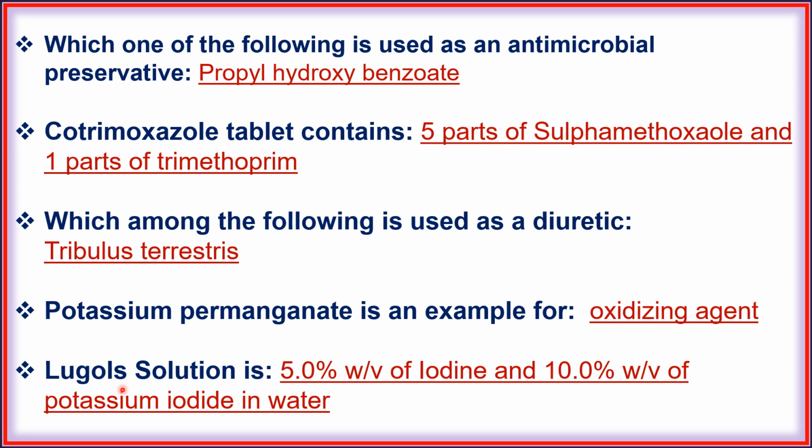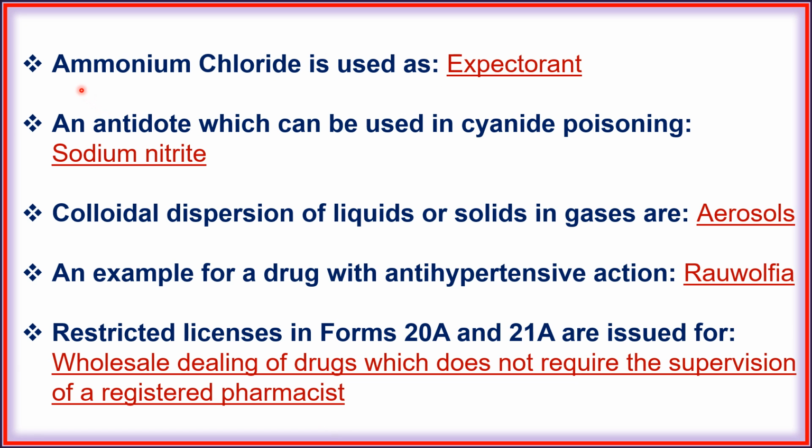Next, Lugol solution is 5% weight by volume of iodine and 10% weight by volume of potassium iodide in water. Next, ammonium chloride is used as expectorant. Next, an antidote which can be used in cyanide poisoning is sodium nitrite. Next, colloidal dispersion of liquid or solid in gases are aerosols.